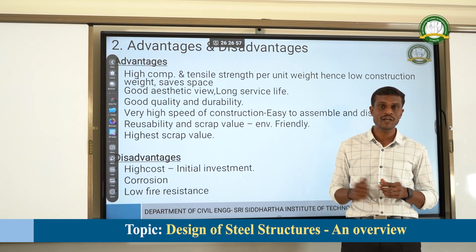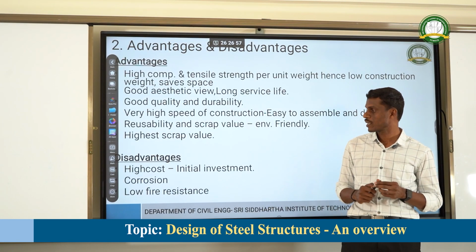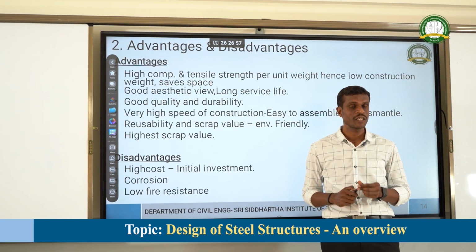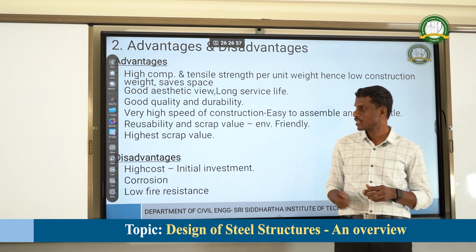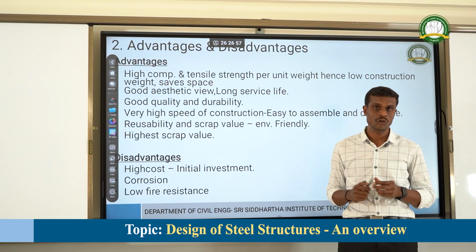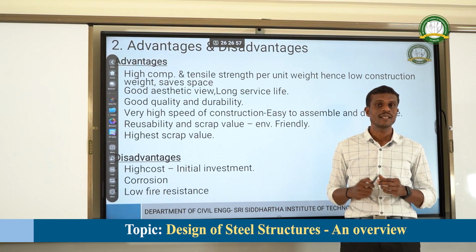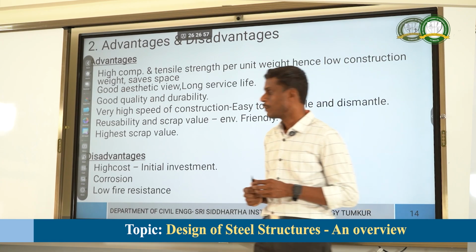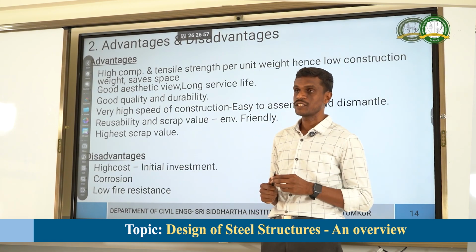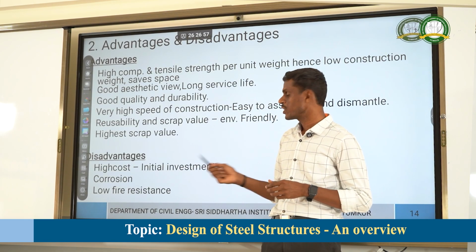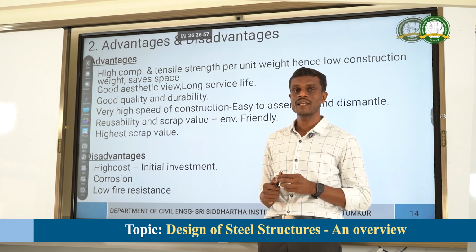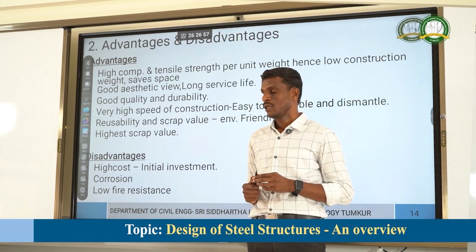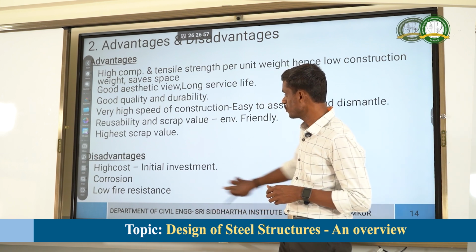So coming to the disadvantages, it has two disadvantages, that is high cost, that is, the initial investment is high. So initially we have to invest high, so that is one of the disadvantages. Next is corrosion. Steel may easily undergo corrosion, so that is one of the disadvantages. We have to overcome it by providing some coatings. Another one is that it has low fire resistance. It can easily catch fire compared to RCC structures. So these are the advantages and disadvantages of steel structures.